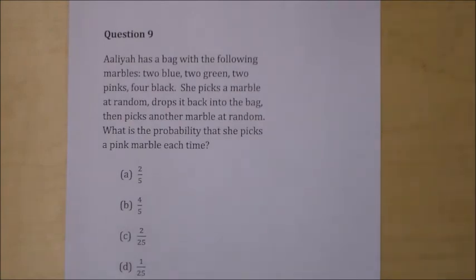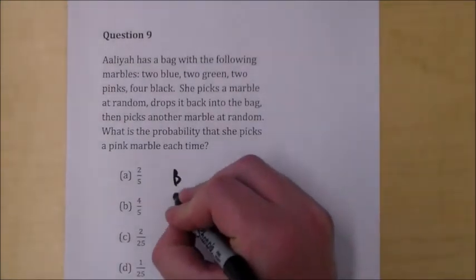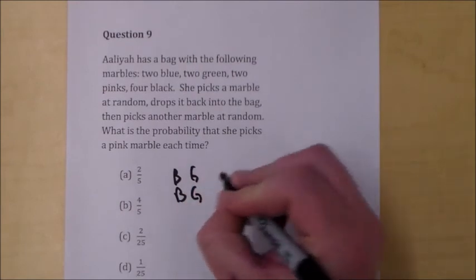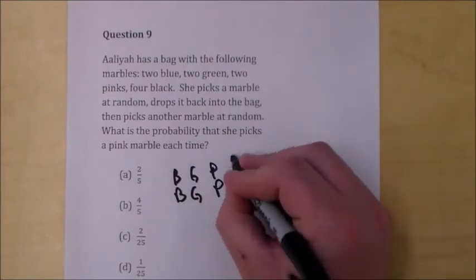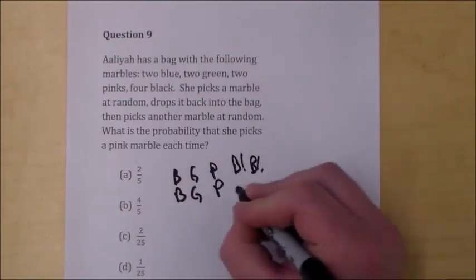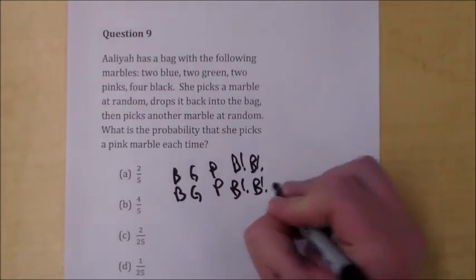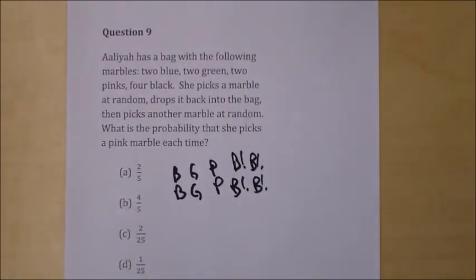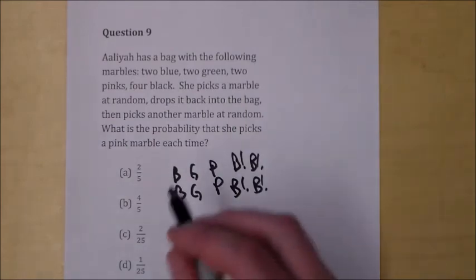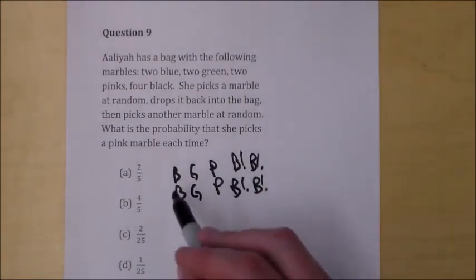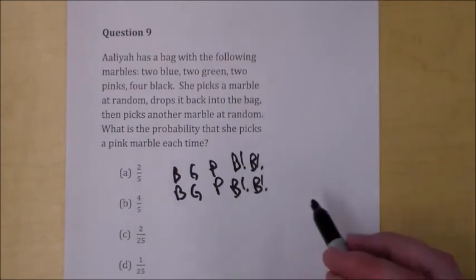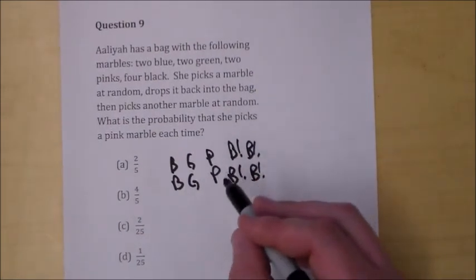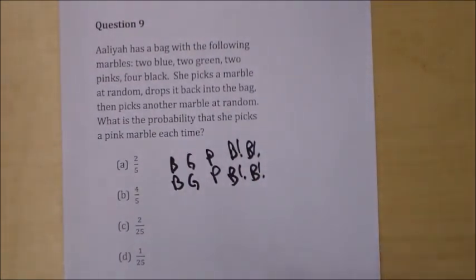Question 9. Aaliyah has a bag with the following marbles: 2 blues, 2 greens, 2 pinks, and 4 black marbles. She picks a marble at random, drops it back into the bag, then picks another marble at random. What is the probability that she picks a pink marble each time? Okay, so how many marbles does she have? She has 1, 2, 3, 4, 5, 6, 7, 8, 9, 10.